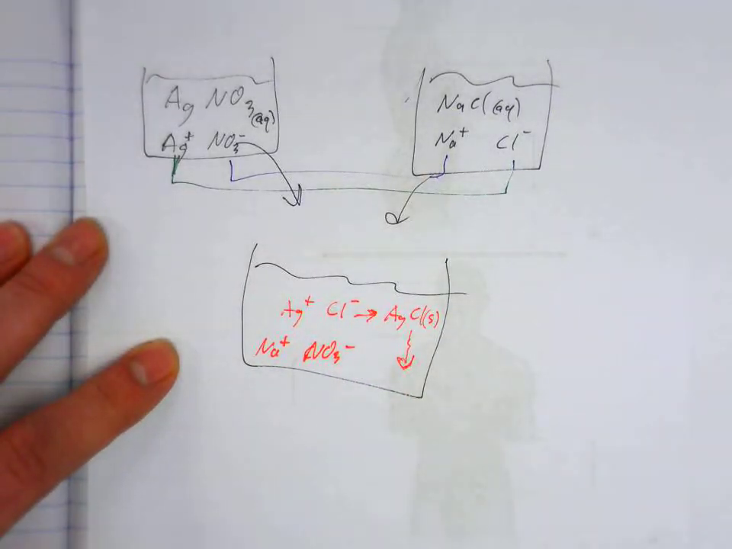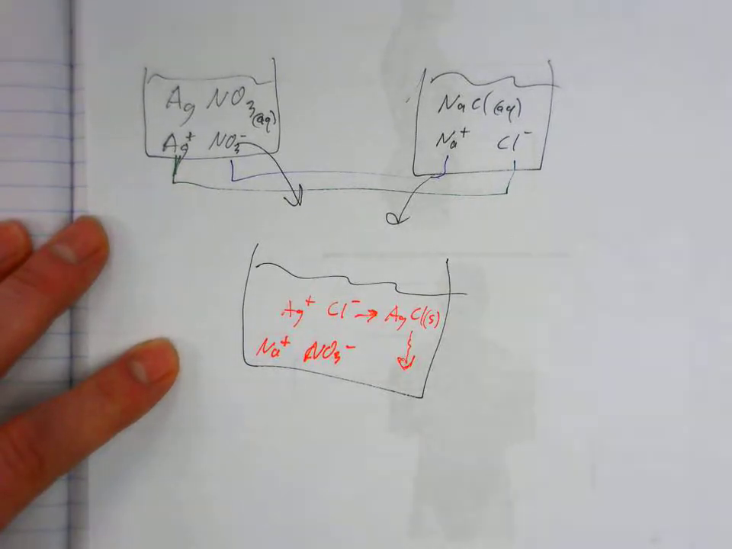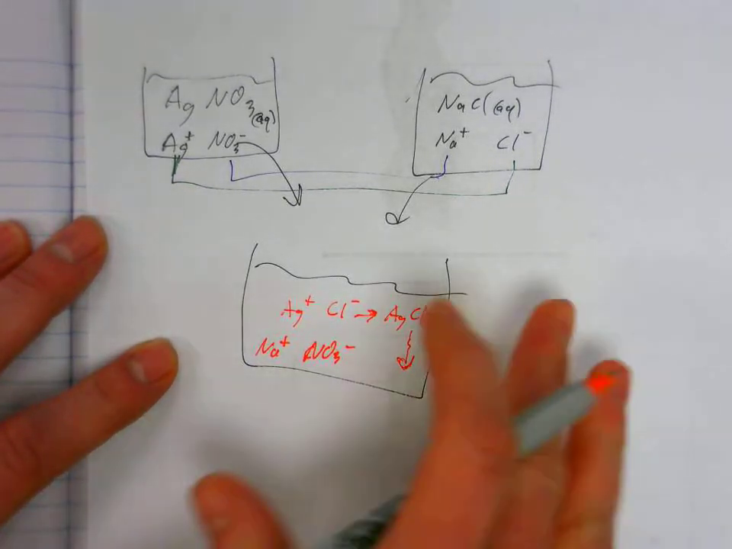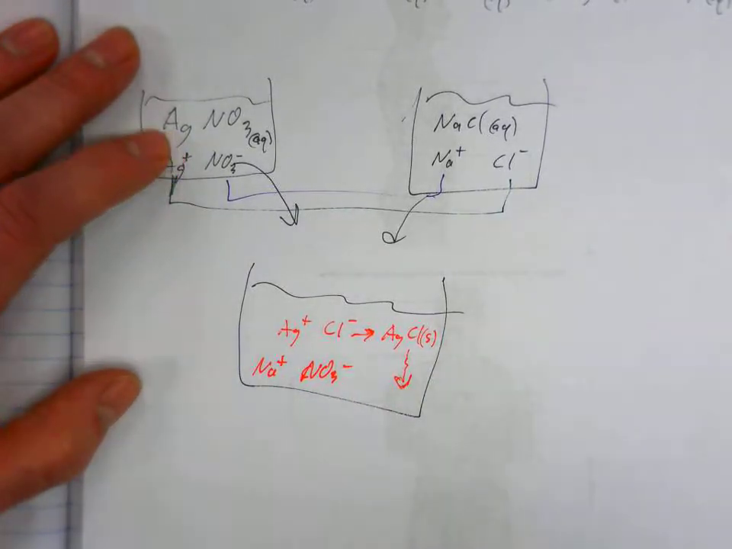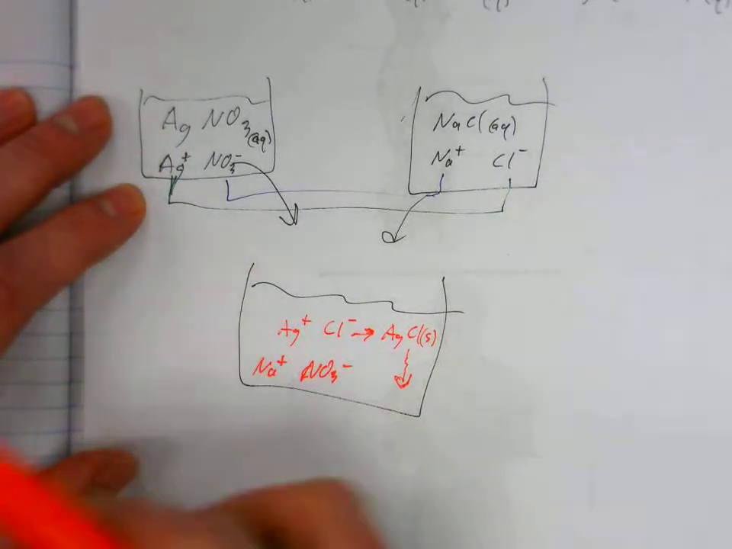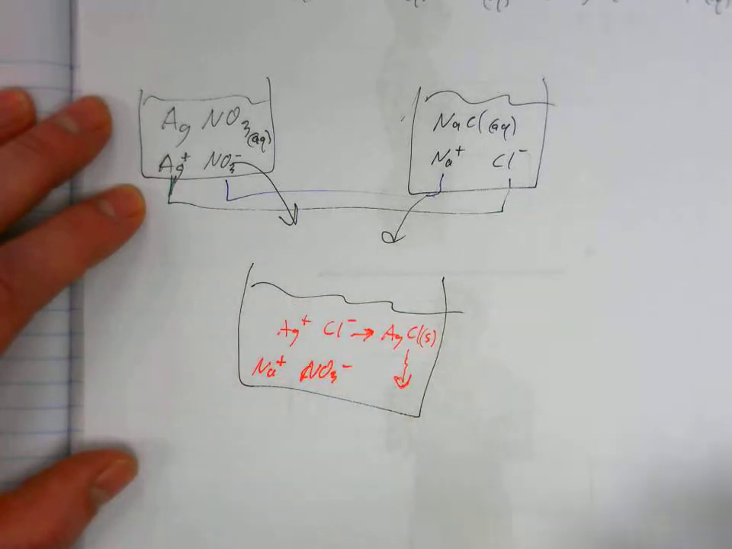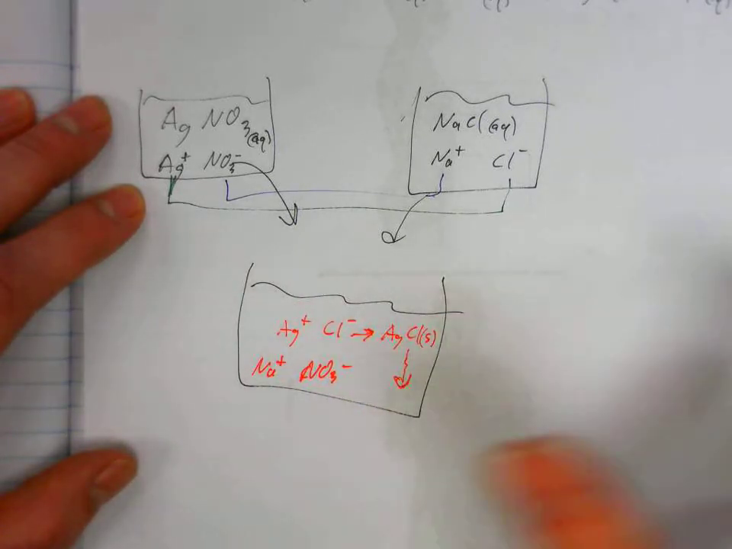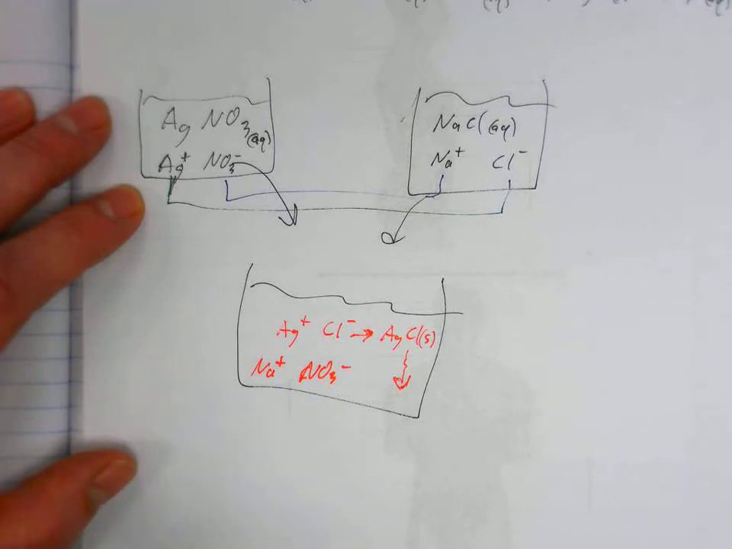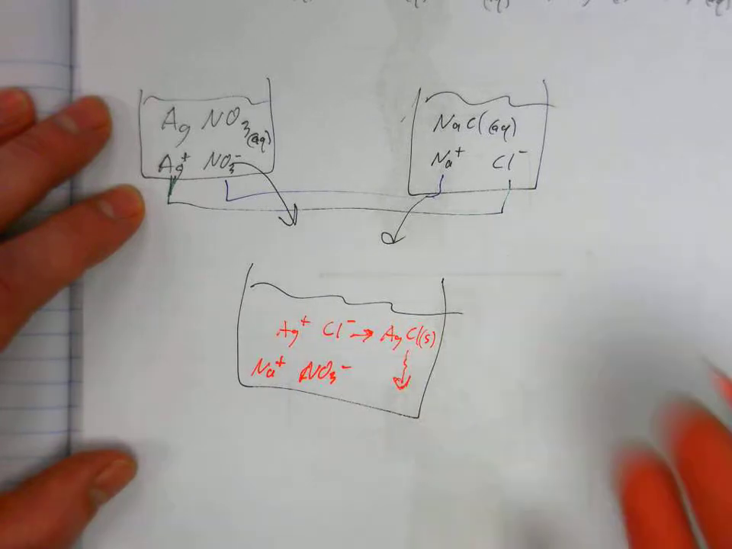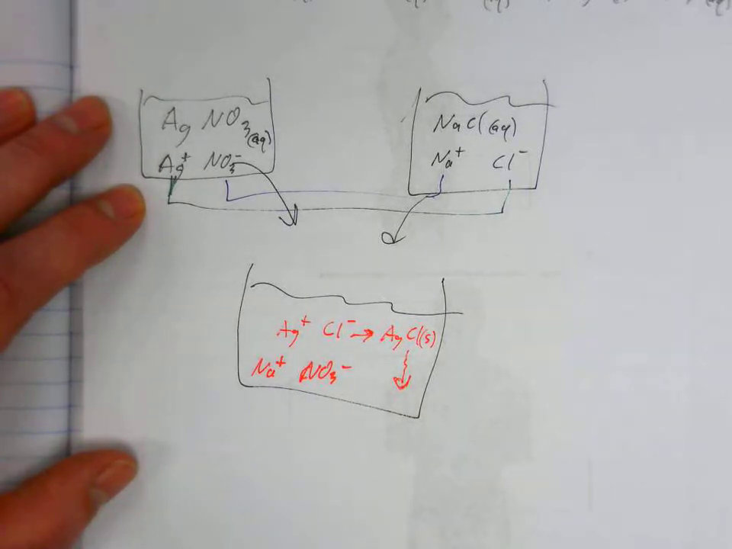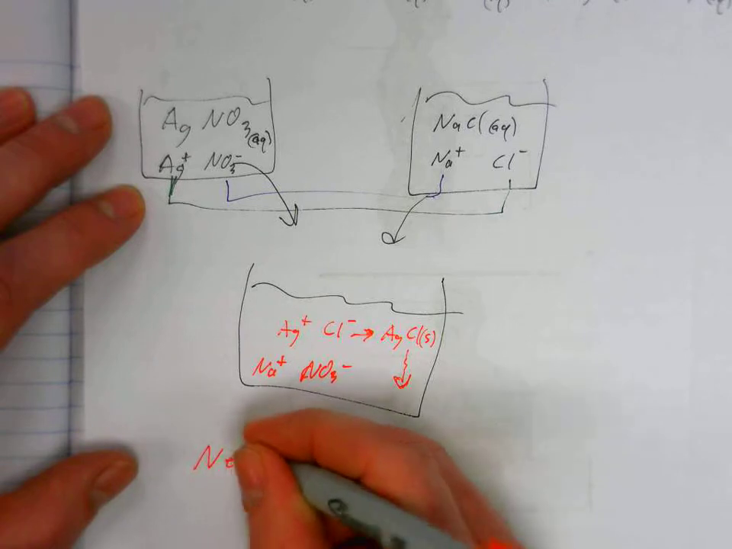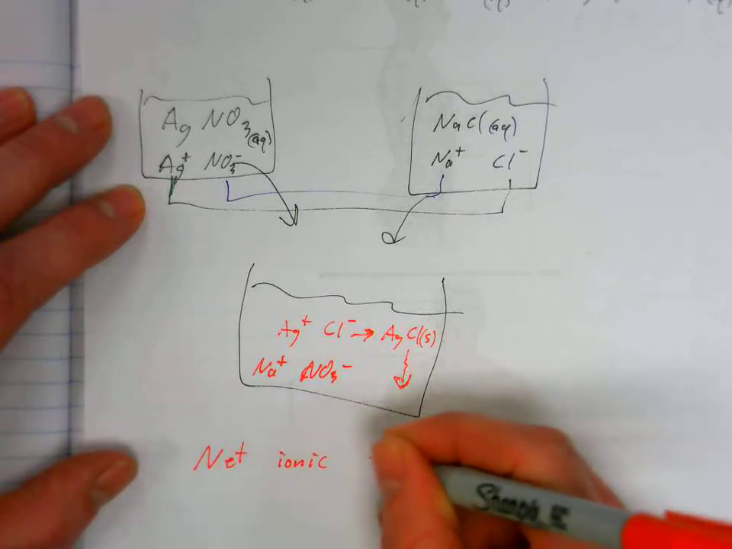So this is the idea of a net ionic equation. When we have the combination of substances that are in solution and two different substances, now some of those substances may form a precipitate or come out of solution, and when that happens, that leads to an overall or net change. So that's where we have the idea of a net ionic equation.